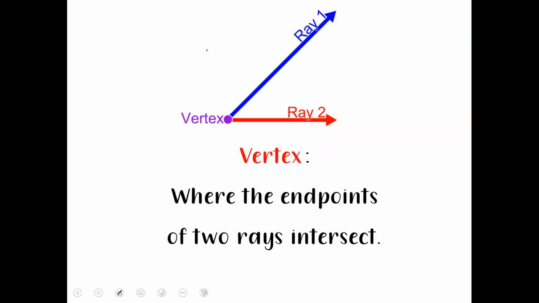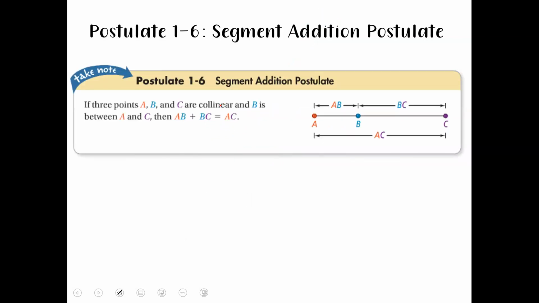Vertex, you might remember vertex from angles, but in this definition it's where two endpoints of two rays intersect. So when you're making an angle, remember that a ray is a point and then it goes on forever in one direction. These two rays share an endpoint. That's the vertex.